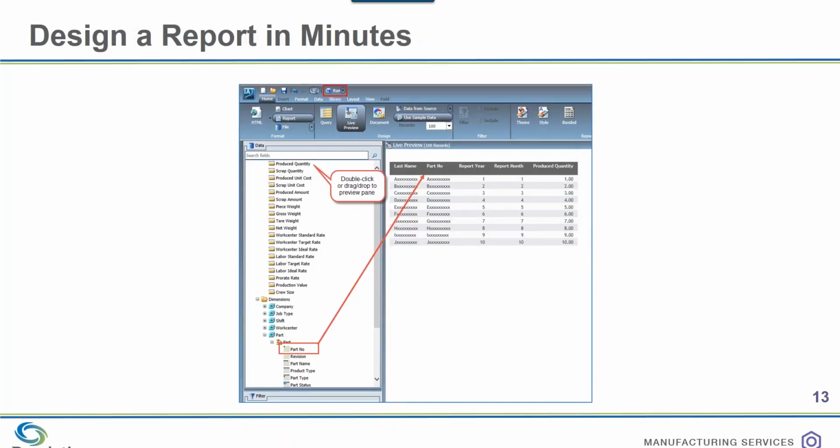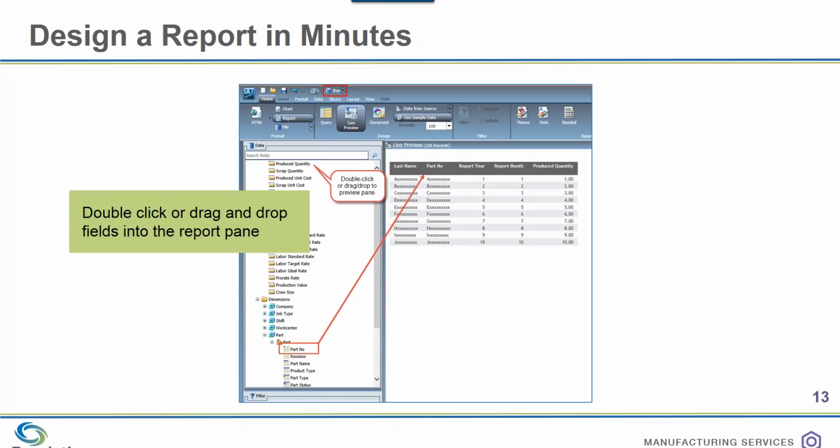So creating a report really is as simple as navigating through the fields and either double-clicking on those or dragging them over to the report pane. And once you're satisfied with what you've got, you can click the Run button to execute the report.